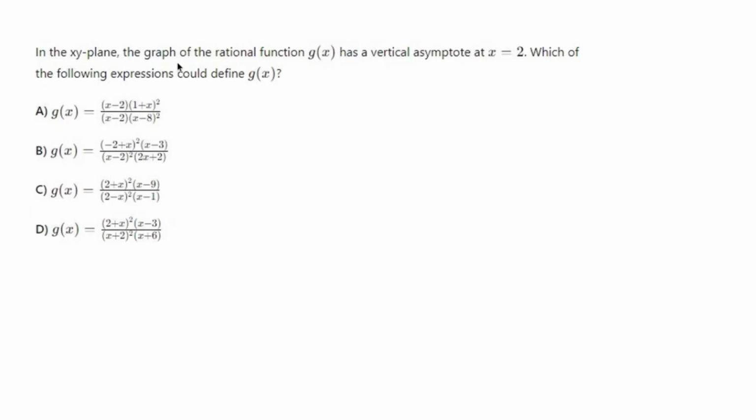In the xy plane, the graph of a rational function g of x has a vertical asymptote at x equals 2. Which of the following expressions could define g of x? So this is what we're looking at. Vertical asymptotes means you have a factor downstairs, and if it's x equals 2, it's going to be x minus 2, because the 2 would make the bottom equal to 0.